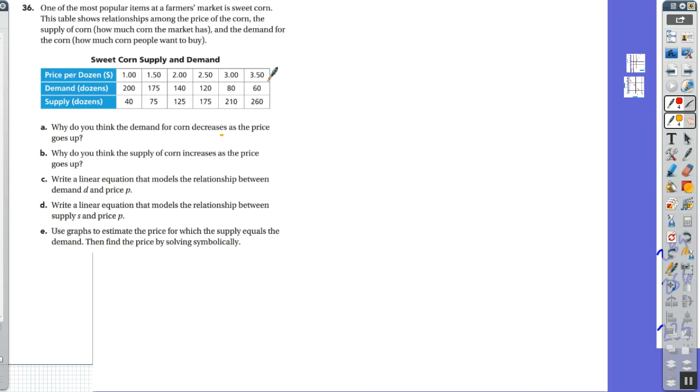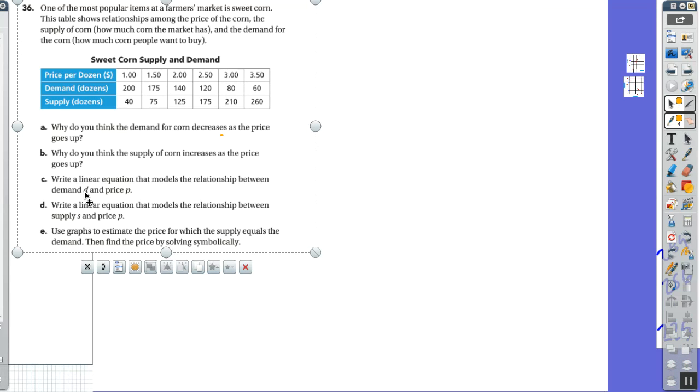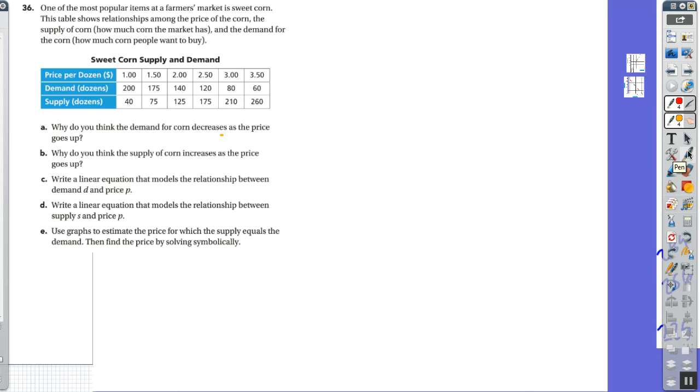Now for question C. Questions C, D, and E are the ones that seem to give people some troubles, so let's take a closer look at those. We're being asked to write a linear equation that models the relationship between the demand, D, and price, P. First, let's talk about how they've written the question. Notice how they've used an italicized D and italicized P. That is a clue that you're being asked to use D's and P's instead of X's and Y's.